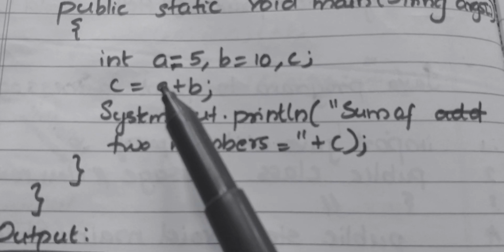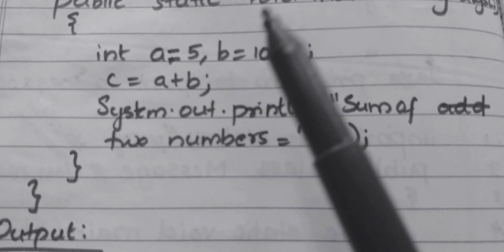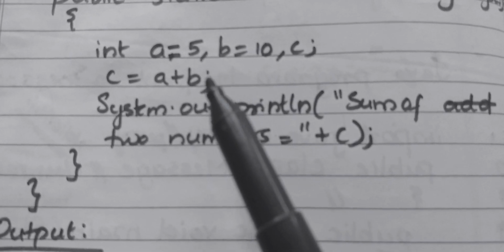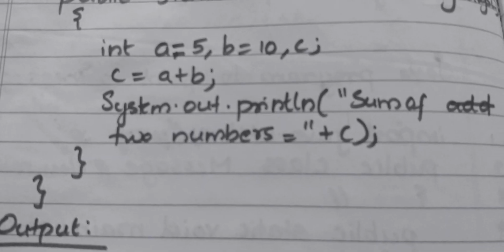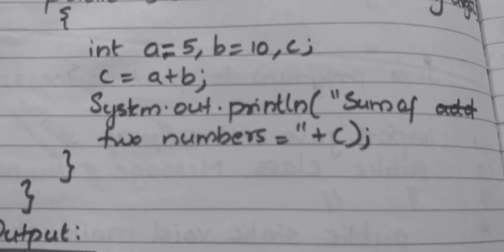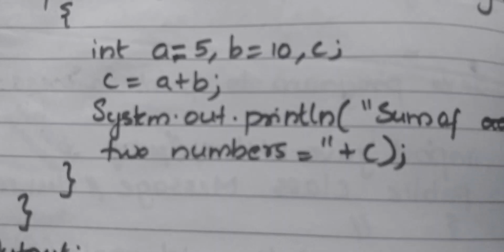So that is what happens. A holds the value 5. That is, 5 will be taken from memory. 5 plus what is the value of B? 10. It's taken from memory. Then 5 plus 10. What is the result? 15. 15 is stored to the variable C. Now the variable C holds the value 15.